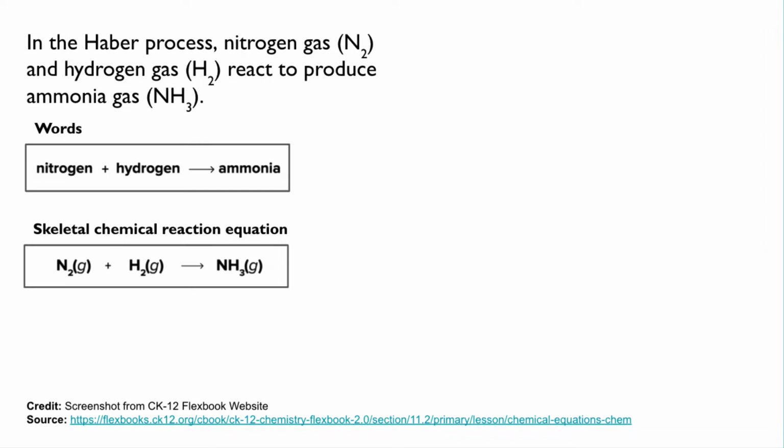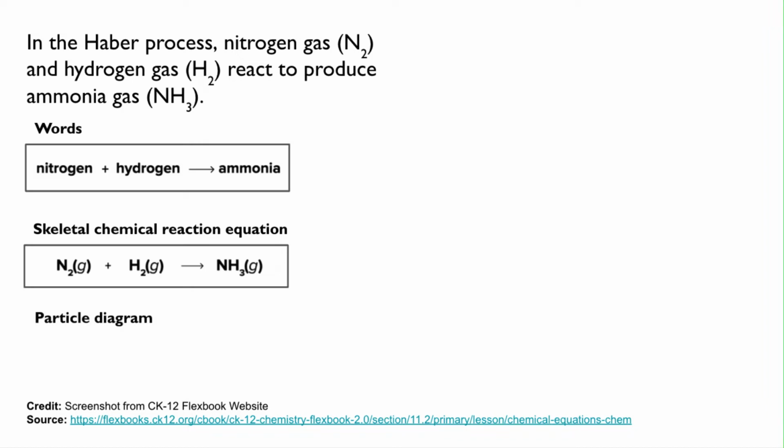What do you all think that those little parentheses G mean? Look at the words and think about it. Those little parentheses with the letter inside of them, it's often G, L, S, or AQ. Those are telling us our states of matter. So this is saying N2 gas plus hydrogen H2 gas reacts to form NH3 gas.